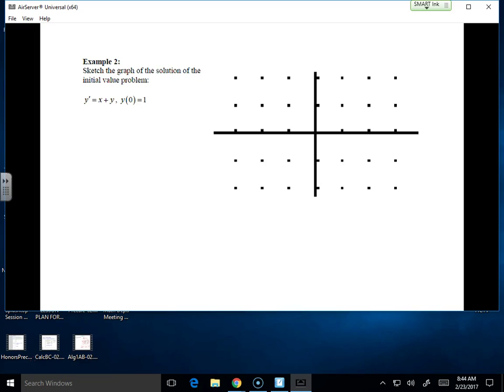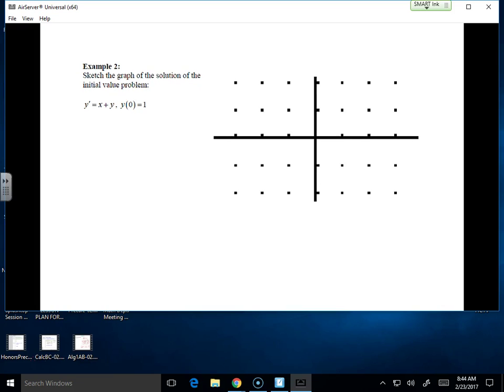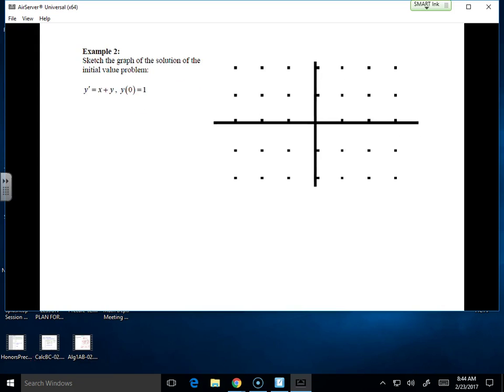Just do odds. But back to our notes, example number 2. Sketch the graph of the solution of the initial value problem. Well, we can't sketch a graph until we have a slope field, right? What do we have to do first? Slope field. Now guys, I'm not going to do the entire thing, I'm just modeling it for you, but the slope field, once again, how do we do it? We plug in points to our slope, which in this case would be our y prime equals x plus y.